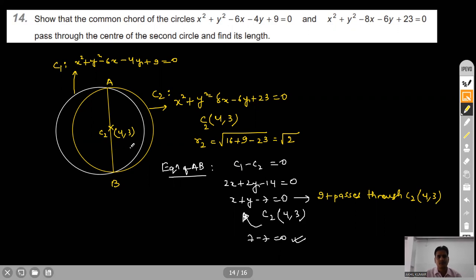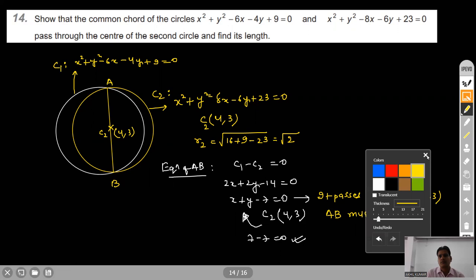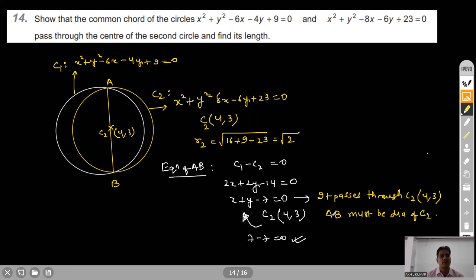Okay. Now, if it passes through C2, what does it mean? It means this AB must be the diameter of circle 2. And if it is the diameter of circle 2, what will be the length of AB? It will be 2 times R, that is nothing but 2 root 2. Okay, so this will be our answer. We have proved that this line will pass through the center, and we have also found out its length as 2 root 2. Okay, so this is what is asked in the question.